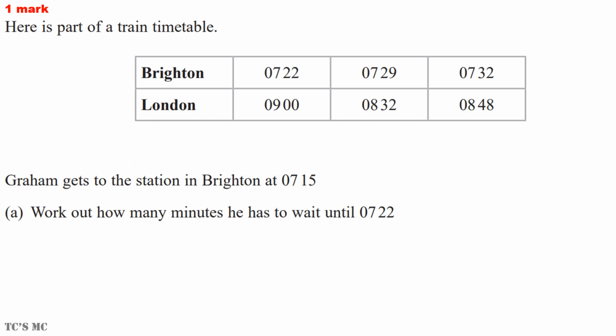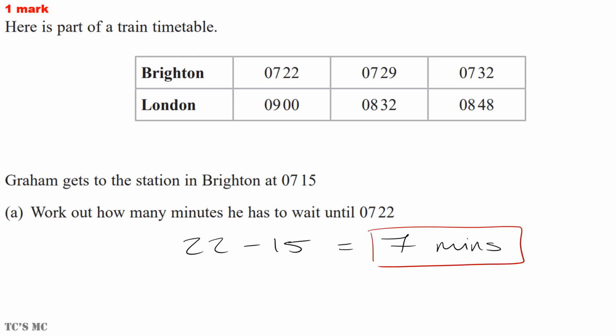Here is part of a train timetable. Graham gets to the station in Brighton at 7:15. Work out how many minutes he has to wait until 7:22. So this is a simple subtraction question, and they want to see that you've got 7 minutes. You can just write 7 minutes and that would get you the 1 mark.